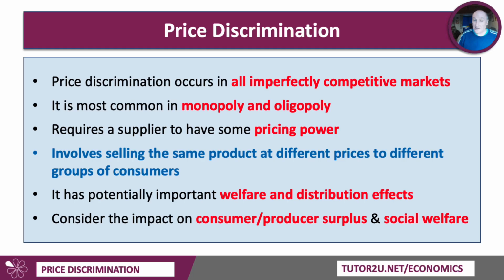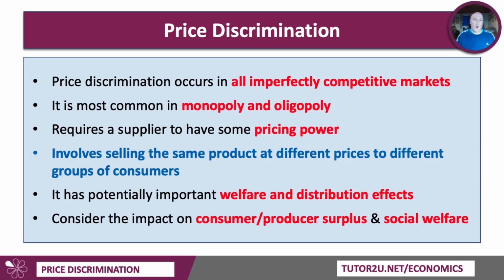So, price discrimination happens in all imperfectly competitive markets. It's not something we associate with perfect competition. It's possible in any other market, but it's most common in monopoly and oligopoly. And one of the conditions is you need to have some pricing power. You need to have a downward sloping demand curve.